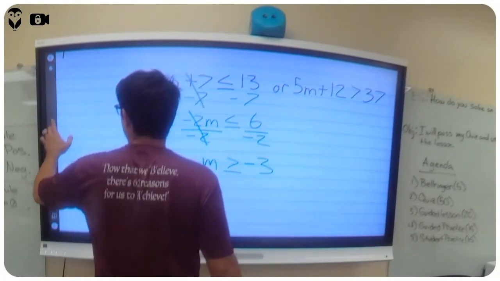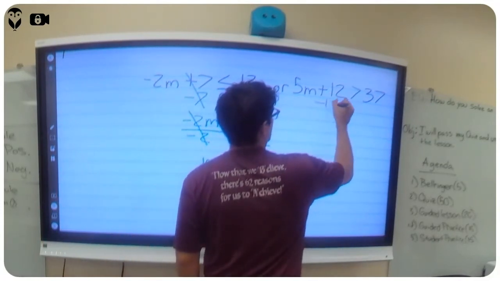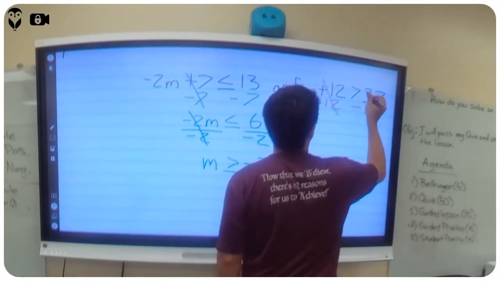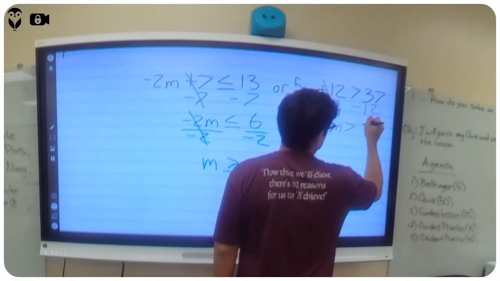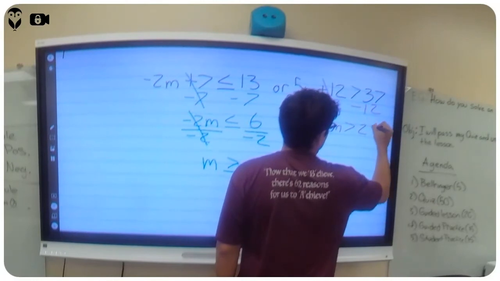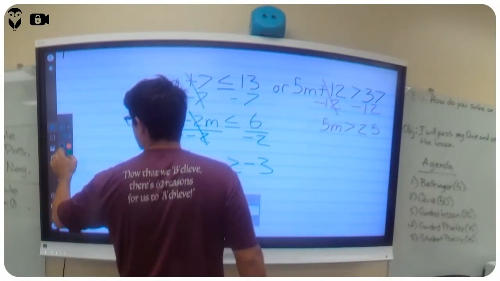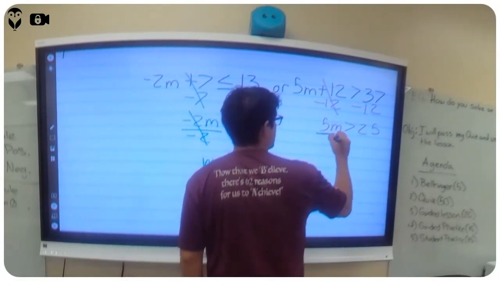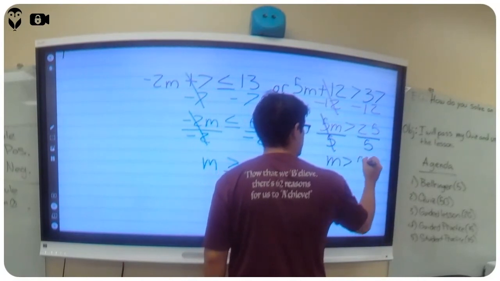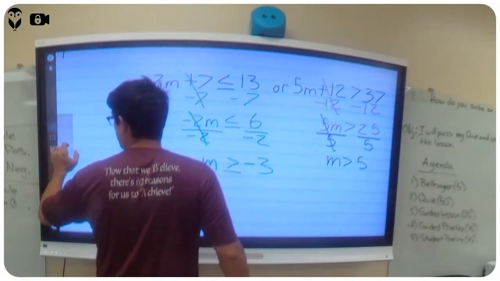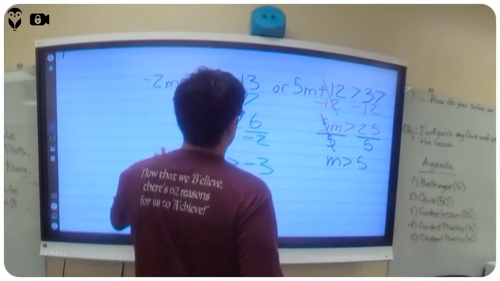Let's solve this one now. Let's do it in purple. So we're going to subtract 12 on this side, subtract 12 on this side. 5m is greater than 25. Then we are going to divide by 5, divide by 5. m is greater than 5. So now these are the two possible situations. And if any of these are true, then the answer is true.